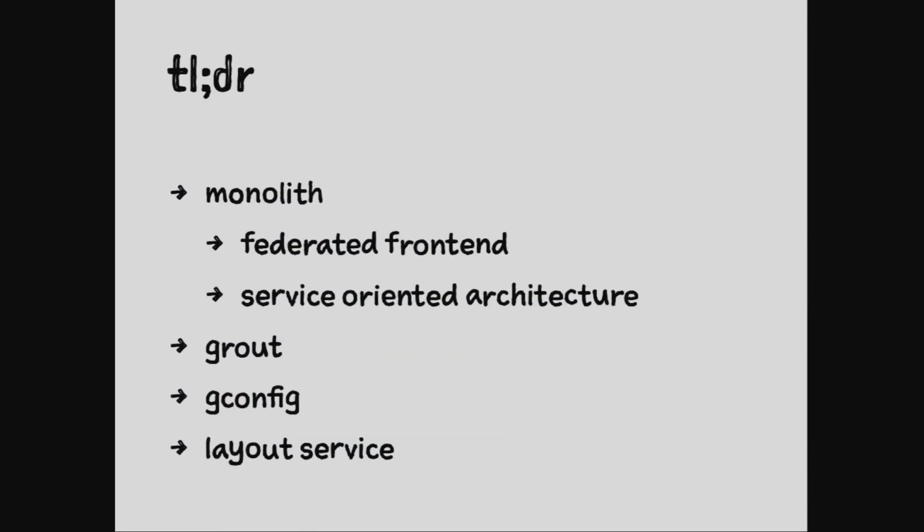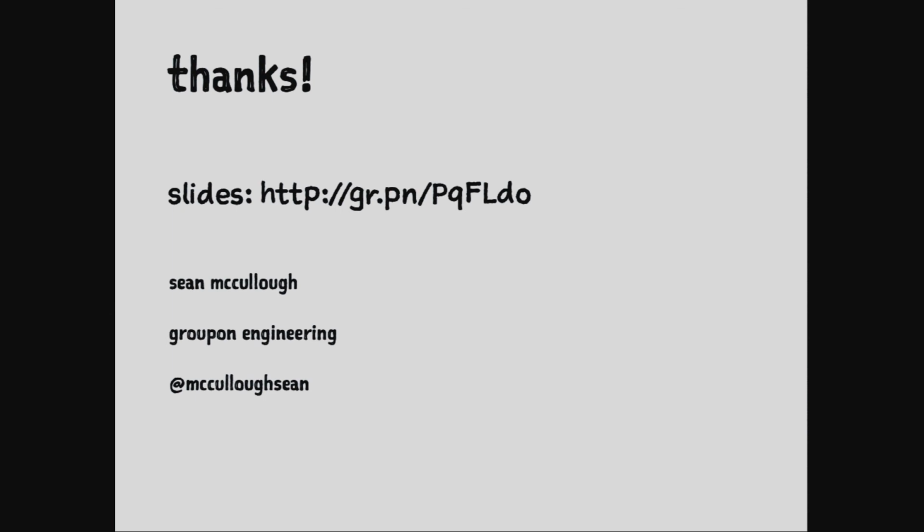So the summary of this is that we took our monolith and separated it into a front end. We're working on doing the rest of our services that way too. Grout is a really cool tool that allowed us to orchestrate this at a high level. GConfig allowed us to change the way we did all of our configuration at Groupon so we can make changes on the fly. And then the layout service allowed us to coordinate the look and feel across all of these different applications. That's all I got. Thank you.